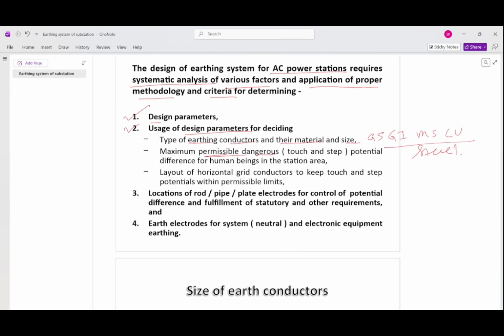Maximum permissible dangerous touch and step potentials, for human beings, meaning 50 kg and 70 kg. These are the two body weights of persons considered. From this, the surface layer derating factor is calculated, and all the rest we will discuss in the next part. We are just discussing the background. Layout of the horizontal grid conductor to keep the touch and step potential within permissible limits. So for whatever grid we are designing, the number of conductors, vertical and horizontal.